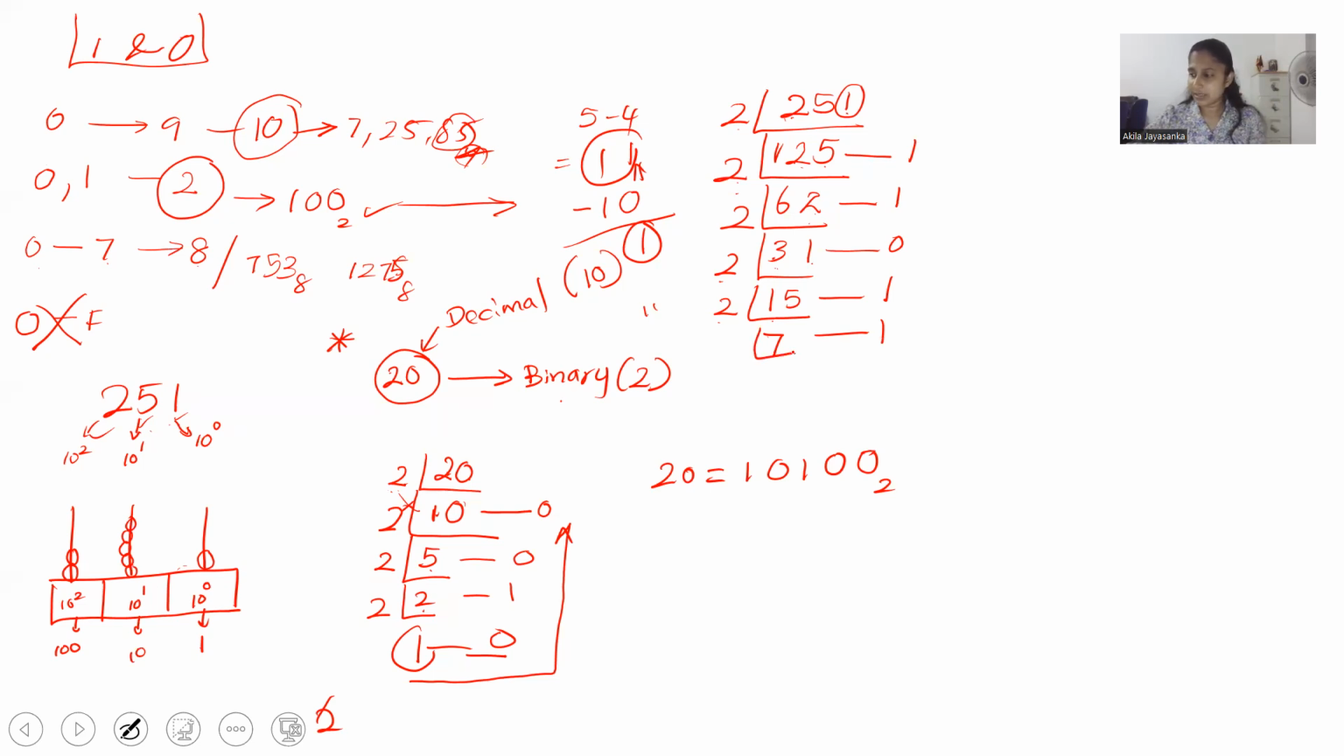Again we can divide it by 2, right? 7 we can represent by 3, right? 2 to the power 2 by 3 or the value is 6. After minimizing 7 by 6, the remaining value is 1. Again 2 divided by 3, 1 is 1, right?